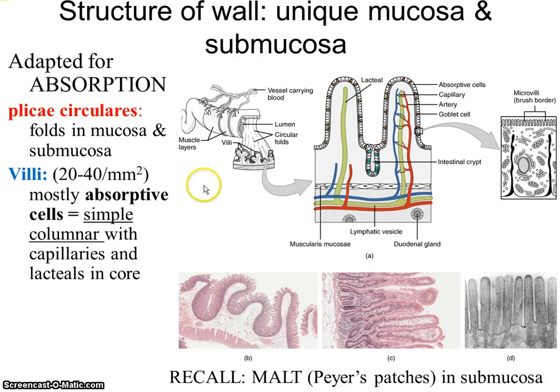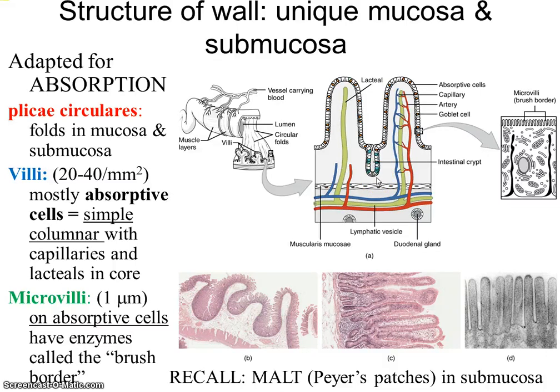And again, the cells are simple columnar. They are actually called absorptive cells. There are some intestinal pits or crypts, intestinal glands found in here that we'll look at. And then the microvilli are on each absorptive cell. There's one shown specifically here, this one magnified, and they are called the brush border because they're so thick they look like bristles on a hairbrush.